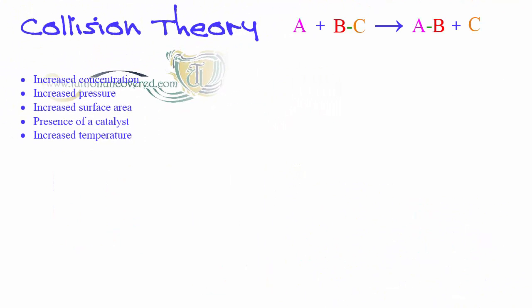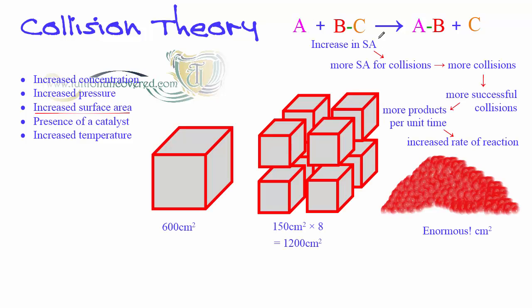So, sticking to our collision theory, here I've listed the various factors affecting rate of reaction, which we're going to look at through the eyes of the collision theory. Increased concentration we've already seen in the previous part of this lecture. Increased pressure we just visited. Now, increasing the surface area. Same reaction, A reacting with BC to produce A, B, and C. Here, I've tried to illustrate what happens to surface area, a diagram you may be familiar with in your books or your lectures.